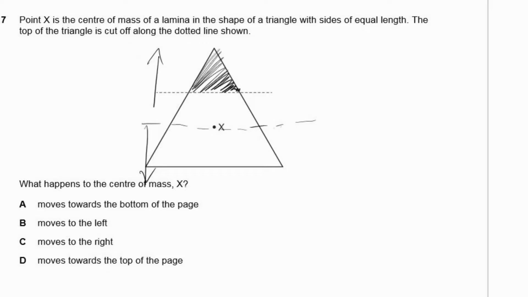bunch of the forces. So suddenly this side would push down more and it would flip up, which means our centre of mass is actually moved further down the page. There we are. So that answer then is A, moves towards the bottom of the page.